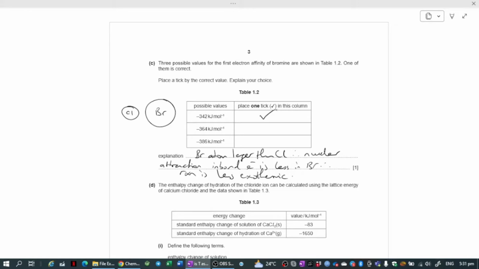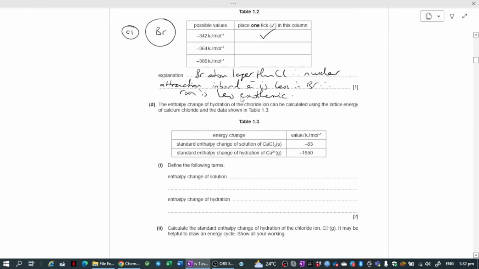And this idea of the nuclear attraction for an inbound electron has to do with the electronegativity. The electronegativity of bromine is less than chlorine. And this stems from the fact that bromine is a larger atom than chlorine. Hence, the electron affinity value of bromine should be less exothermic, that is less negative, than the chlorine value.